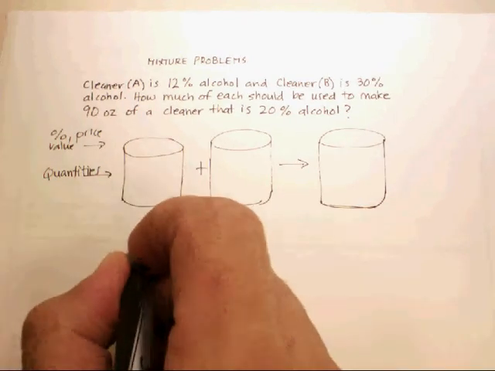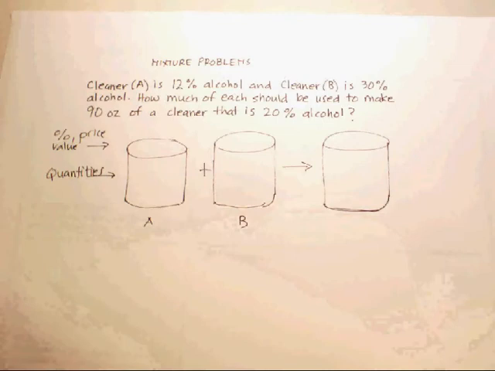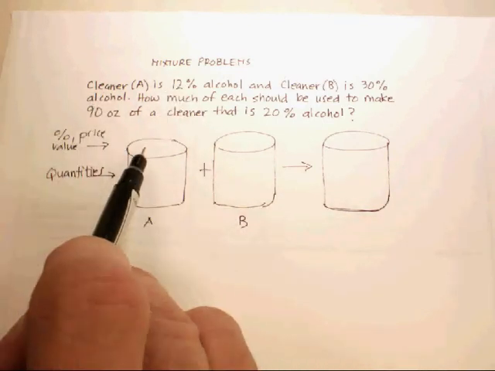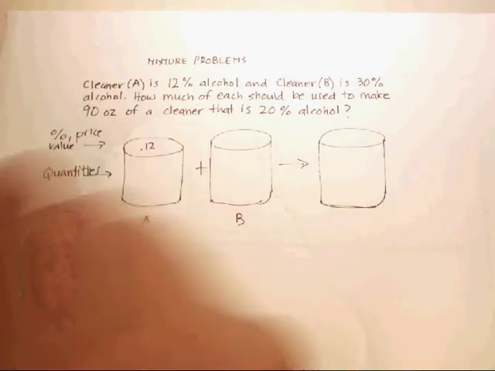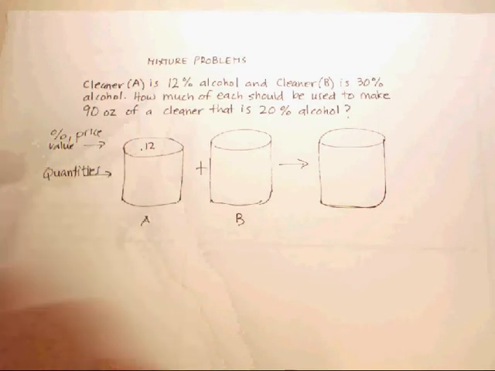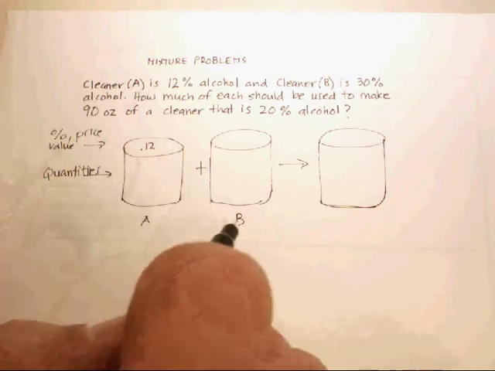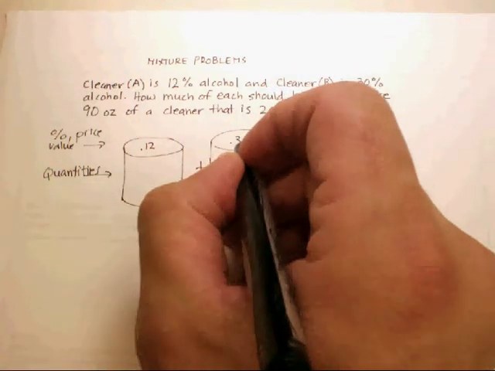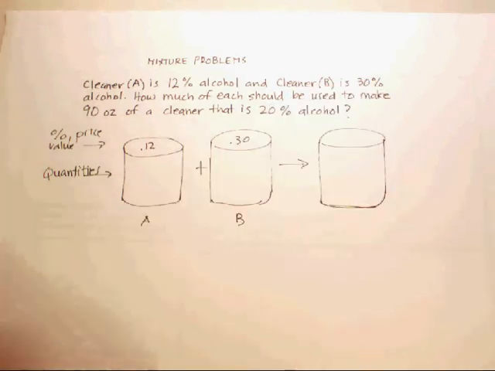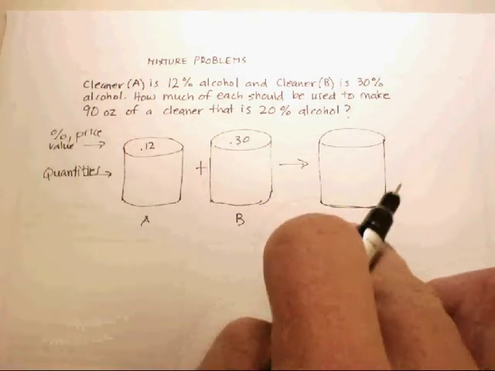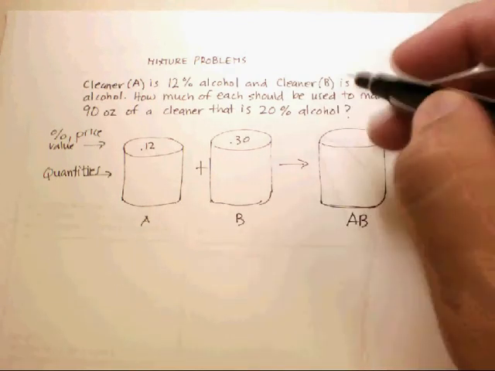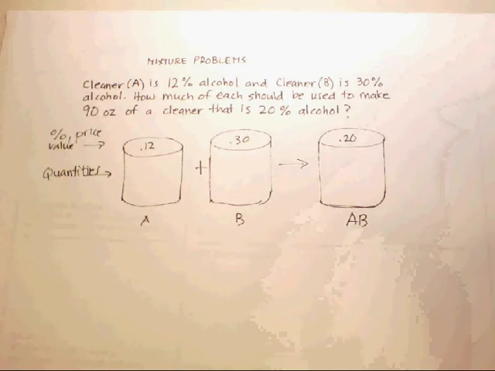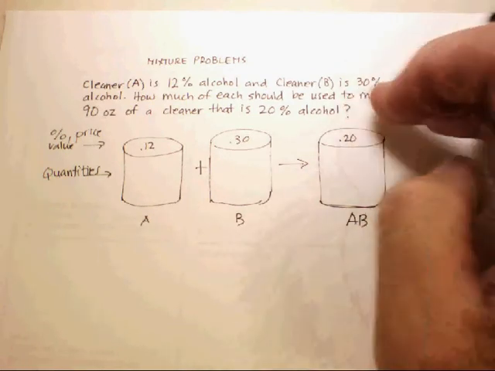Now let's see what we can do. We're going to call this cleaner A, and let's call this cleaner B. It says that cleaner A is 12% alcohol. Percentages go up here, so I'm going to put 12% as 0.12. Always convert that to decimal form. Cleaner B is 30% alcohol, and then the resulting mixture, the mixture of AB, I'm just going to call it AB, even though it doesn't say that up here, is 20% alcohol. Okay, so I've taken care of my percentages.